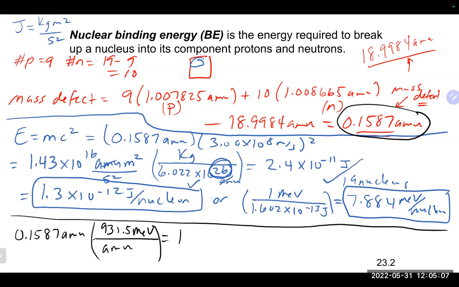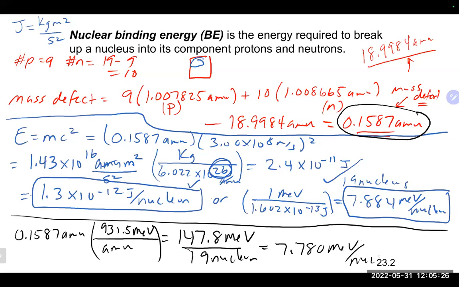Gets you like a 147.8 mega electron volts, which if we then divided it by 19 nucleons, gets us our approximately 7.8 mega electron volts per nucleon. Again, with rounding, might be a little bit off.